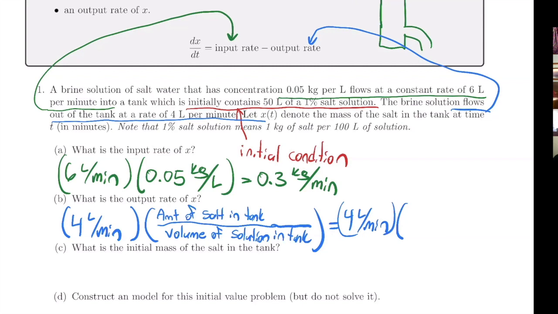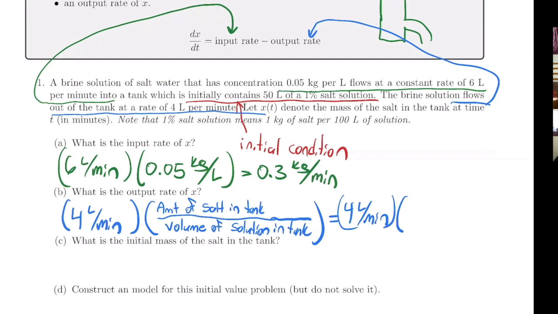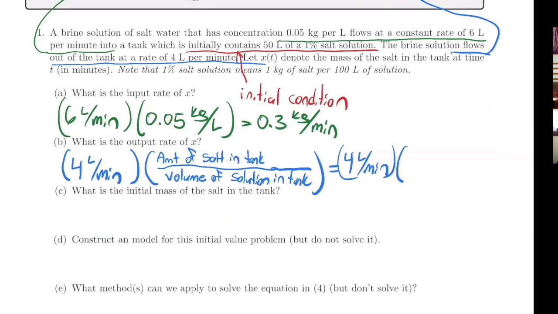Don't you have to come up with a model for it based on what the outflow is? Like we did on the other problem from Monday? Yeah, so we're coming up with a model for it. And so we want to come up with a model for the concentration that's in the tank at time t. And so this depends on 2 things. What is the amount of salt in the tank and what is the volume of the solution in the tank?